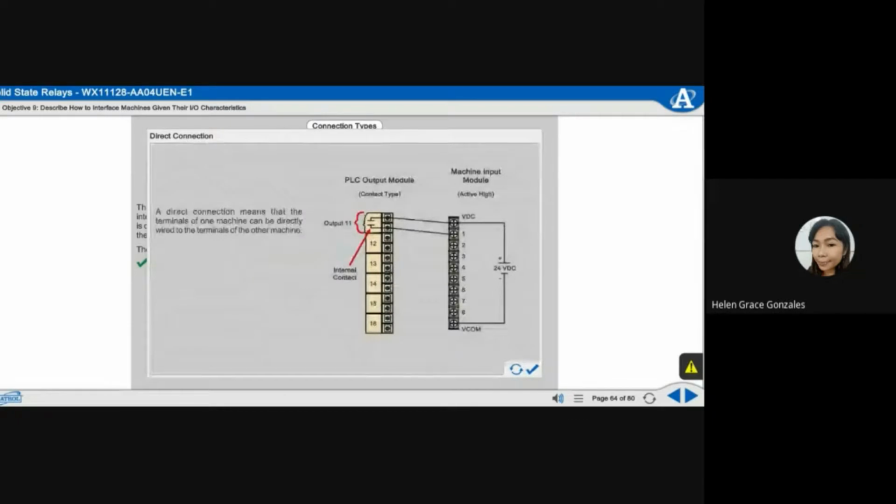A direct connection means that the terminals of one machine can be directly wired to the terminals of the other machine. A direct connection is used if the output of one controller switches the voltage the way the input of the other controller requires.